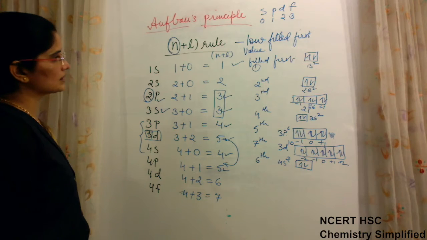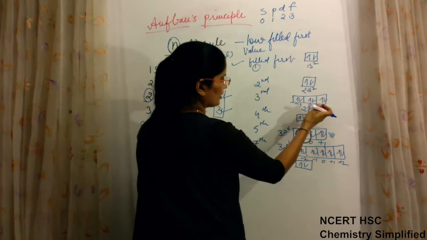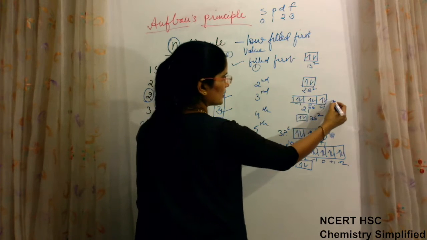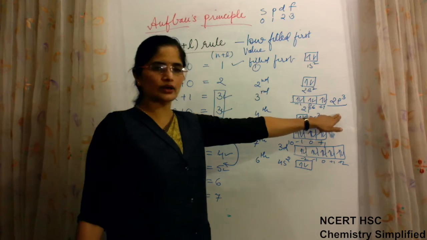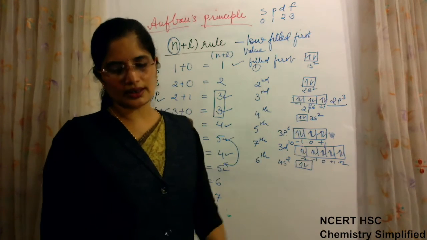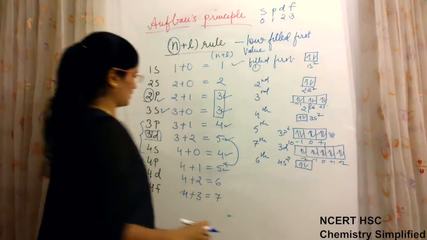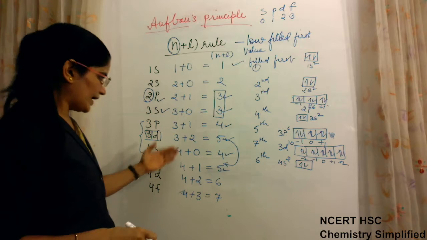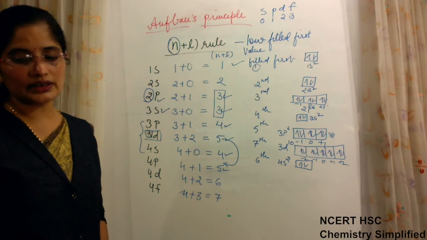Okay, this is the way to denote. Suppose that in 2p6 the number of electrons filled is only 3, so we will write 2p3. It shows that there are only 3 electrons present in the p subshell. The maximum it can hold is 6. As this procedure or method goes on, it will continue.